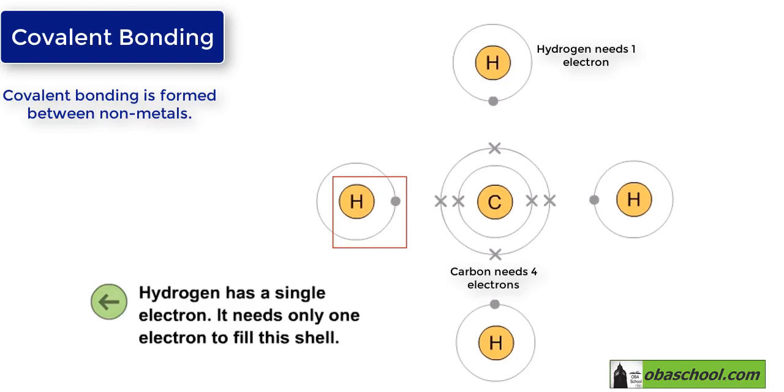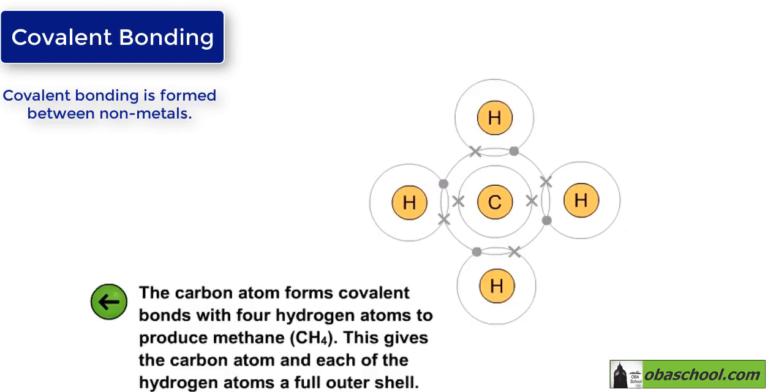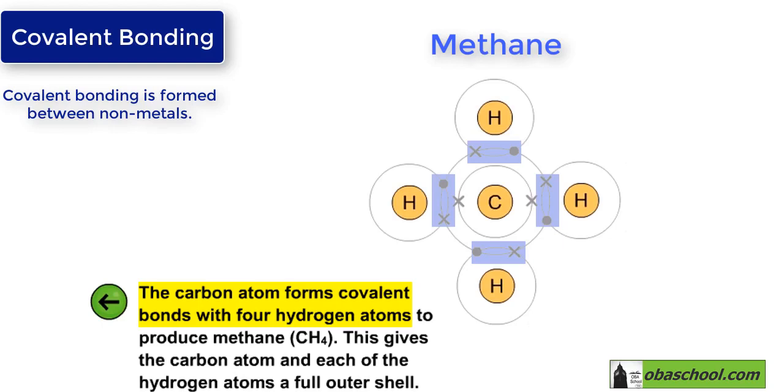So carbon will form 4 covalent bonds with 4 hydrogen atoms. The atoms attract each other, and the carbon atom forms covalent bonds with 4 hydrogen atoms to produce methane, CH4. As you can see, carbon is sharing 4 pairs of electrons with 4 hydrogen atoms. This gives the carbon atom and each of the hydrogen atoms a full outer shell. Remember, covalent bonding is sharing of electrons.